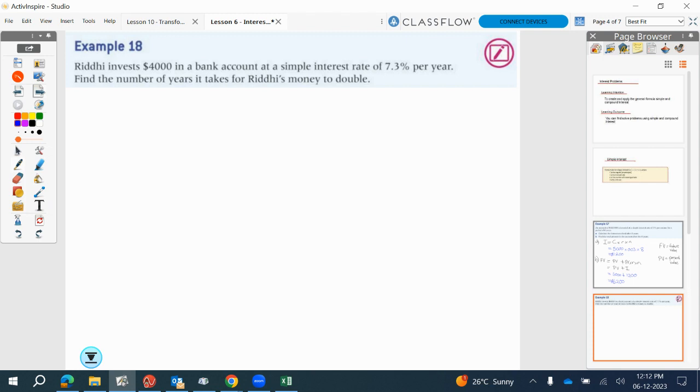Let's have a look at the equation. So we want double the amount. So we start with this in the bank, and then we add this much interest for this many years. This is our equation. Notice the 4,000 in every term. You can simplify.